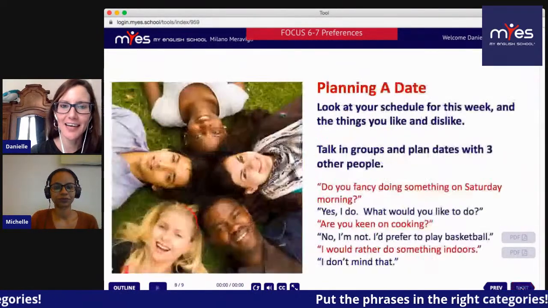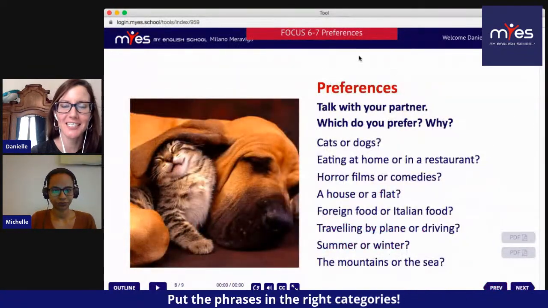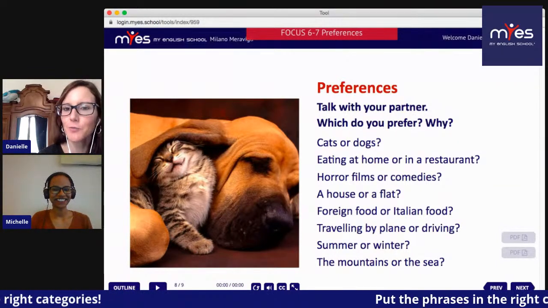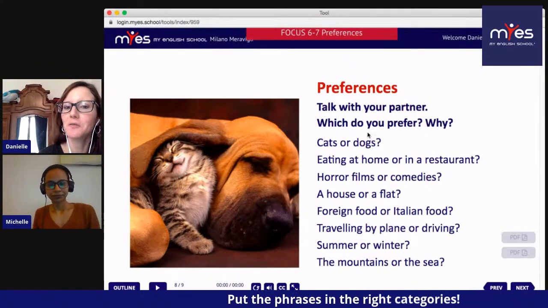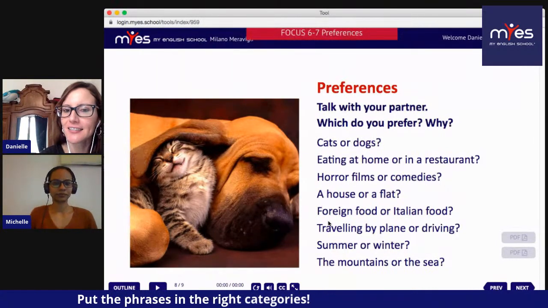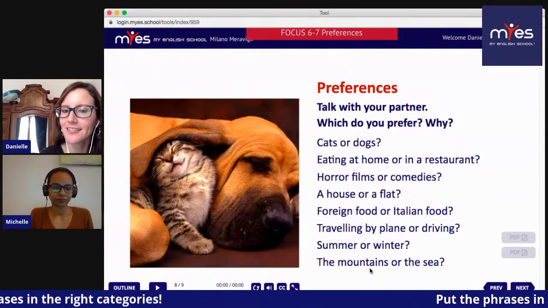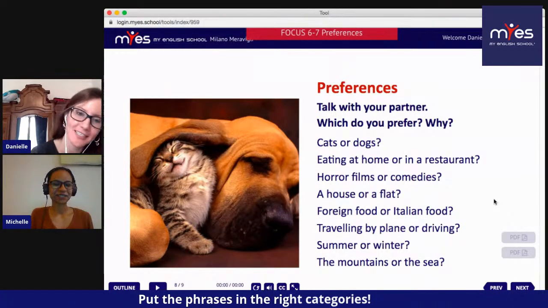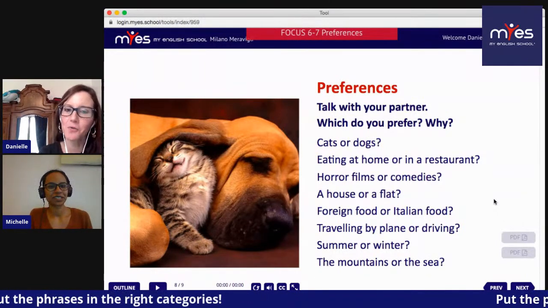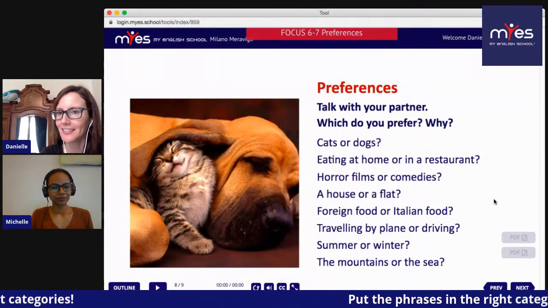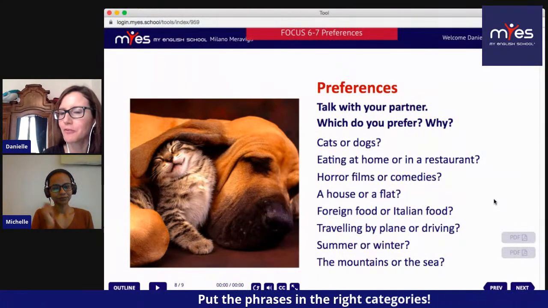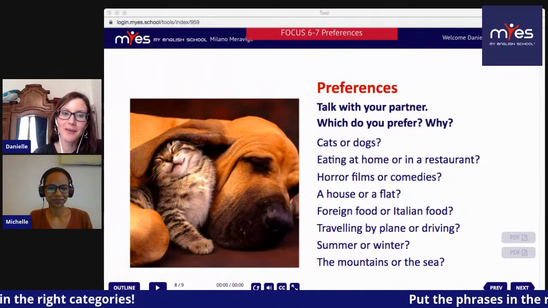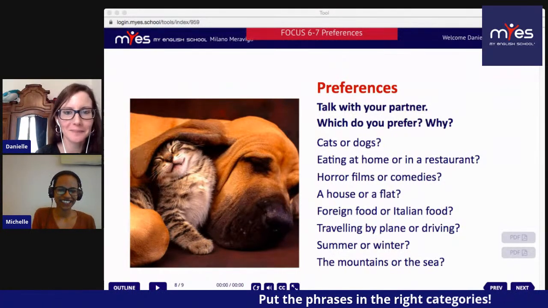All right, guys. Now let's talk about some preferences. Some of you already did this in the initial discussion, but you need to tell us which you prefer and why. So if you choose some categories, all right, some classic comparisons are here. The mountains, the sea, summer, winter, plane, driving. Okay. You choose one and tell us which you prefer and why. So, Michelle, what about you? Which one do you want to talk about?